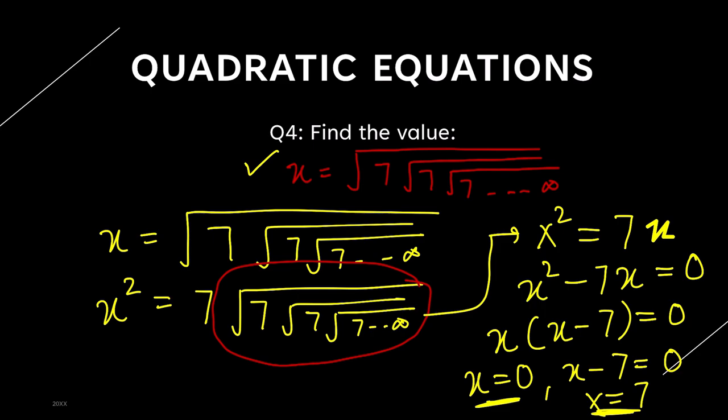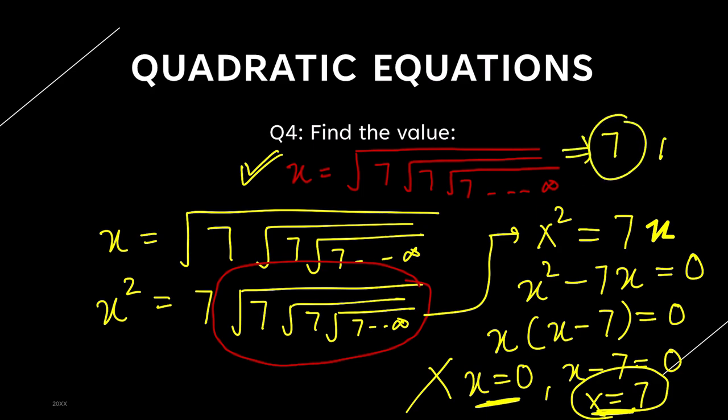But if you look at this, is x equal to 0 in any case? No, because there is some value of x there. So x = 0 is not the answer. x = 7 is the answer. I hope this is clear. If you have any doubt in this, you can post them in the comments.